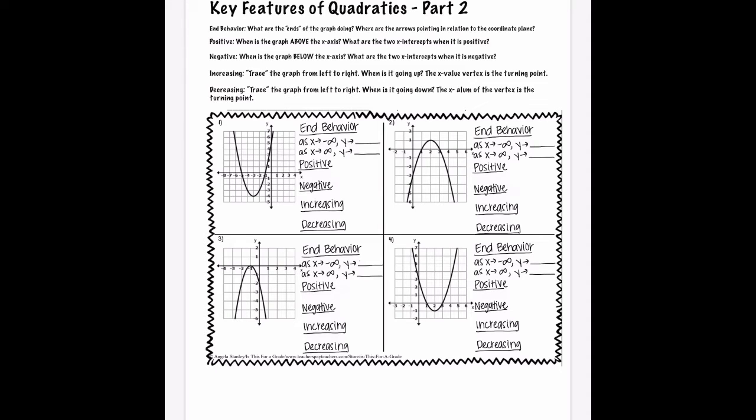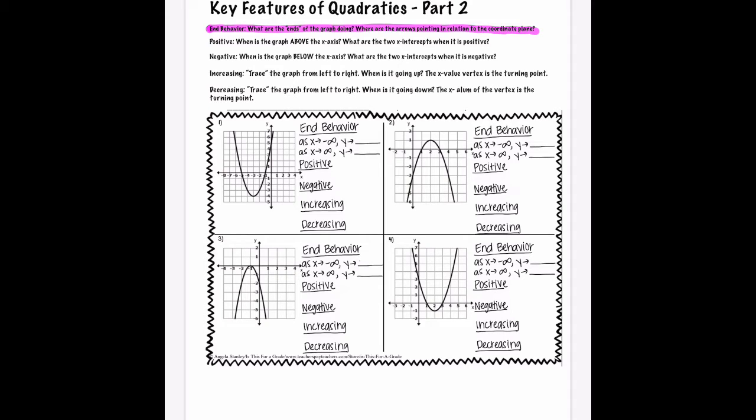In this video, we are talking about more key features of quadratics. The first one we'll look at for each of these examples is called end behavior. So what is end behavior? It is simply what the ends of the graph are doing. So where the arrows on the graph would be, that is what we look at to consider the end behavior.